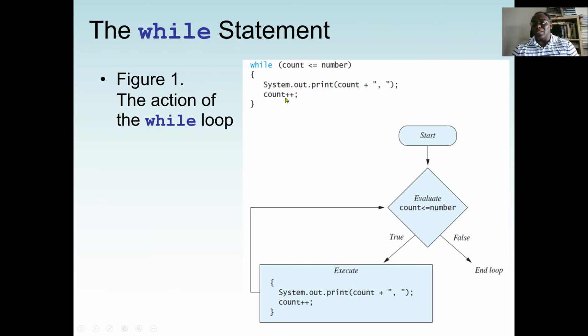Then we increment the count to 3. Is 3 less than or equal to number? No. So that's false. So the loop will stop.